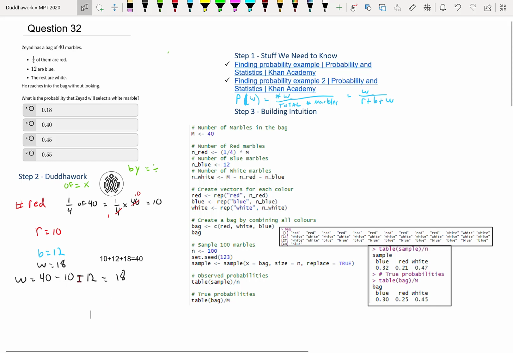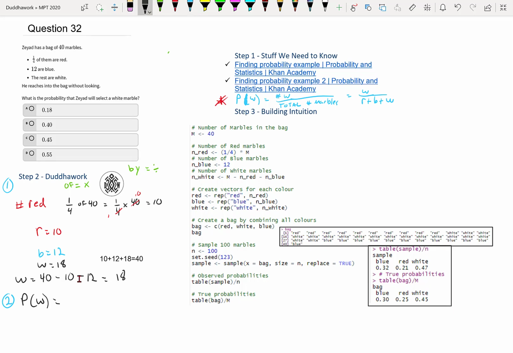And let's go back to the question. What is the probability that it'll select a white marble? So we have 18, and if we look at our formula here, we have the number of whites over the total number of marbles. So let's do that step one, and now that's step two. So the probability of selecting a white is equal to the number of whites, the number of white over the total number.